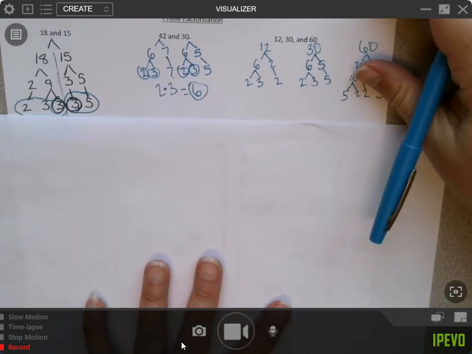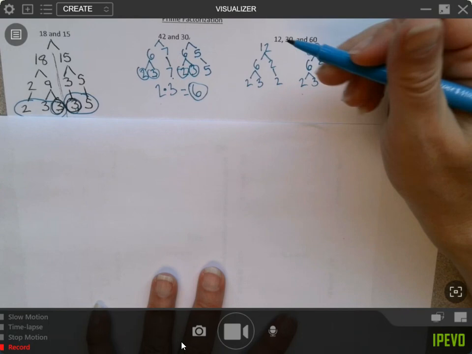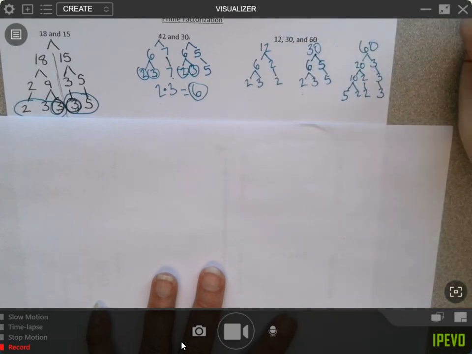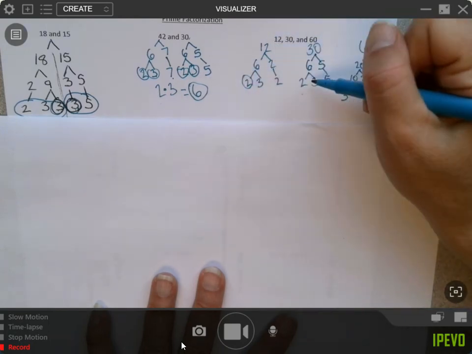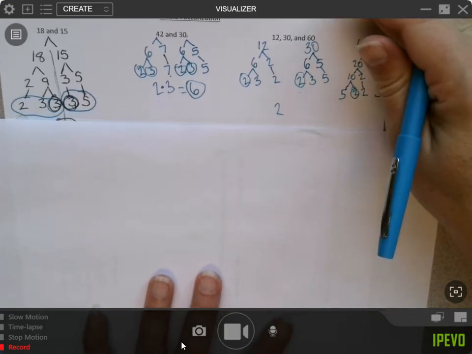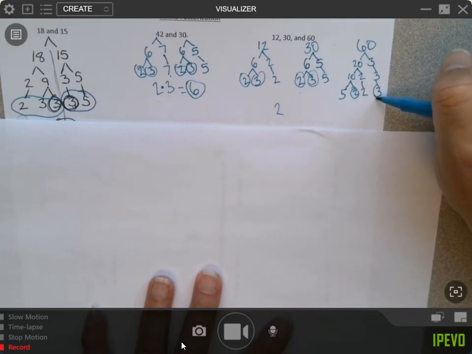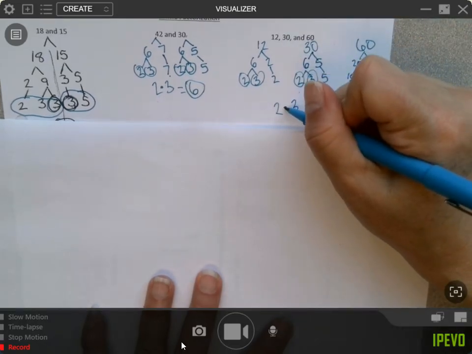So now I'm going to look at all 3 numbers and what factors that all 3 of them share. I see a 2, and a 2, so I'm going to write that 2 one time. Then I see a 3, 3, and 3. I'm going to write that 3 one time.